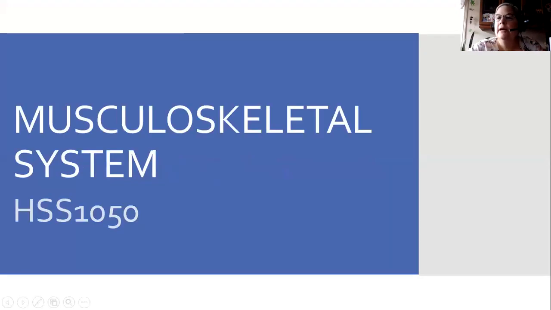There we go. Okay, so we're talking about the muscular system. So the musculoskeletal system, when we look at that, we're talking about our muscles, we're talking about our skeleton, we're talking about our joints. So we went through a section on the skeleton, which you'll write a quiz on today through Wednesday. And now we're looking at our muscular system.